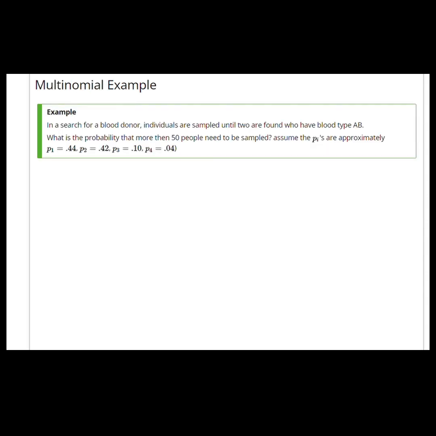Here's another example. In search for a blood donor, individuals are sampled until 2 are found who have blood type AB. What's the probability that more than 50 people need to be sampled? And again, we'll assume that the pi's are given as P1 is 0.44, P2 is 0.42, P3 is 0.1, P4 is 0.04.